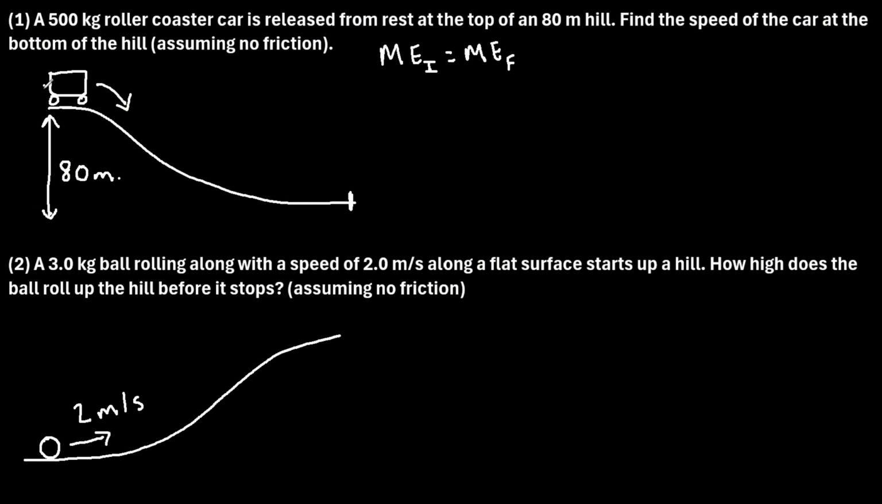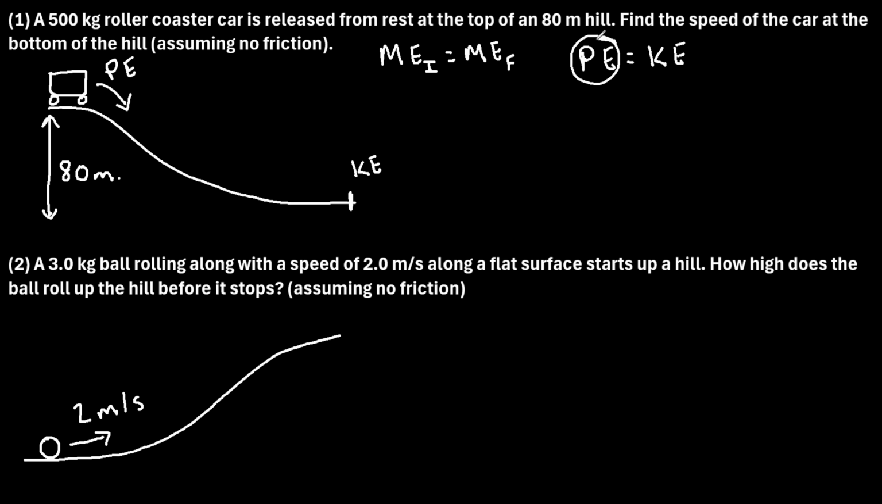So when this car is at rest at the top of this hill, it has potential energy due to its height above the Earth's surface, but it doesn't have any kinetic energy because it's not in motion at all. So we only have potential energy right here. But at the bottom of the hill, once the car actually reaches the ground, it no longer has any potential energy, but it does have kinetic energy because it's in motion. So we can say that this initial potential energy must be equal to this final kinetic energy. So PE, the potential energy, is equal to the kinetic energy.